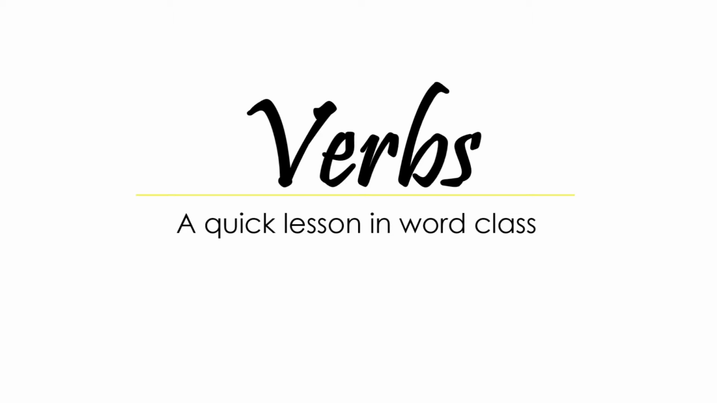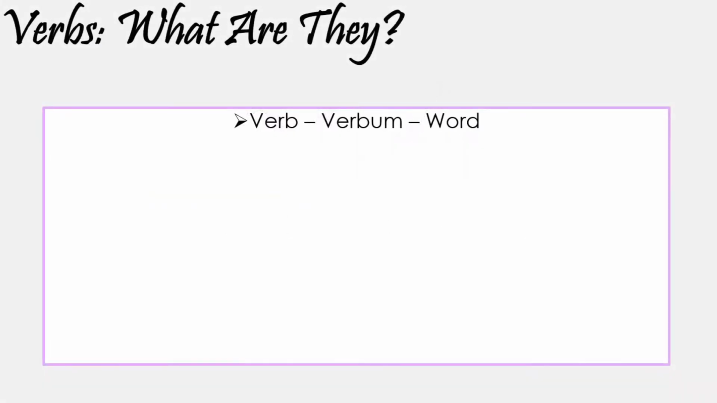Now this is the first video in the series, but it doesn't really matter which order you watch the other videos in. So first off, the word verb comes from the Latin word verbum, which simply means word. So verb just means word. It's where we get phrases such as a verbal agreement from.